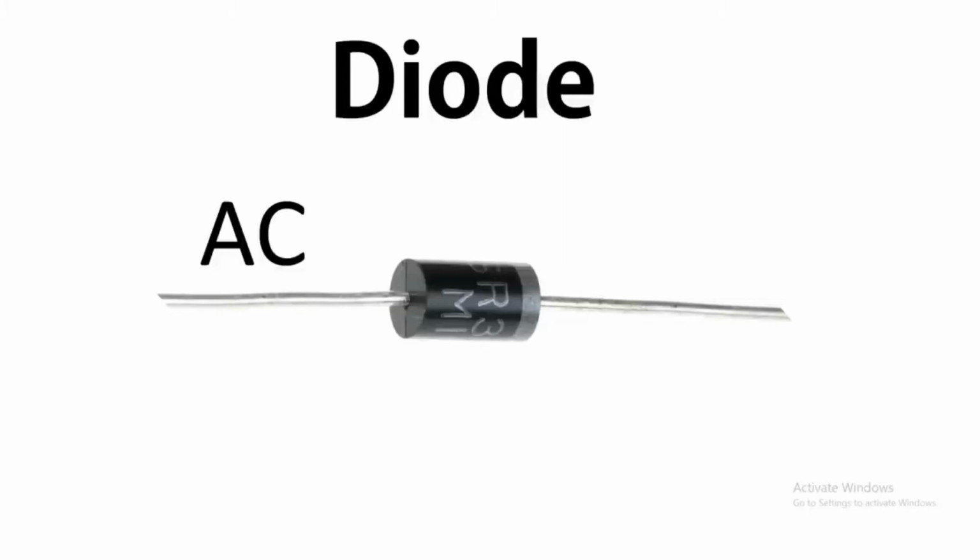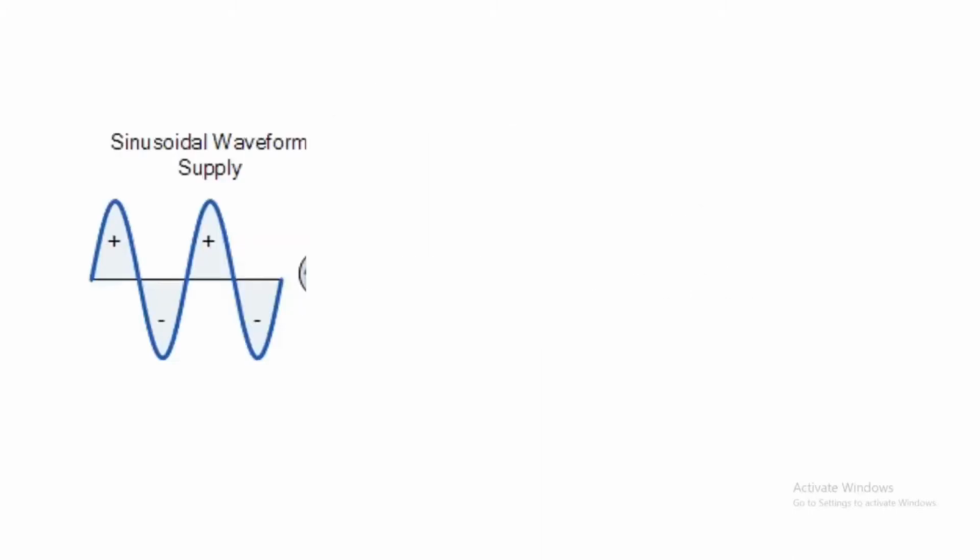When we apply the AC current at this side or the other side, it converts this AC current, alternating current, into DC current, or direct current. Here is an example of the sine wave of the AC current.